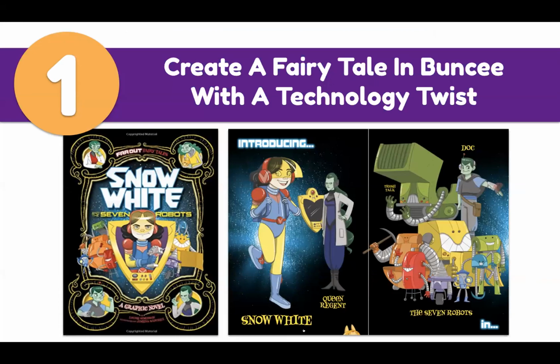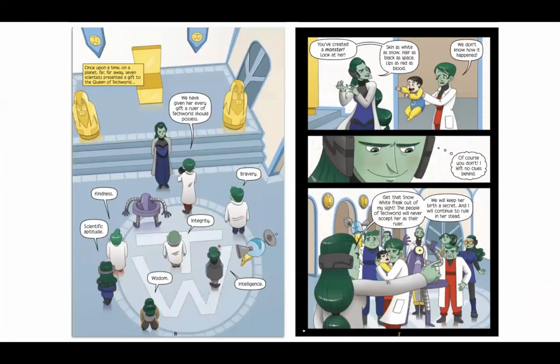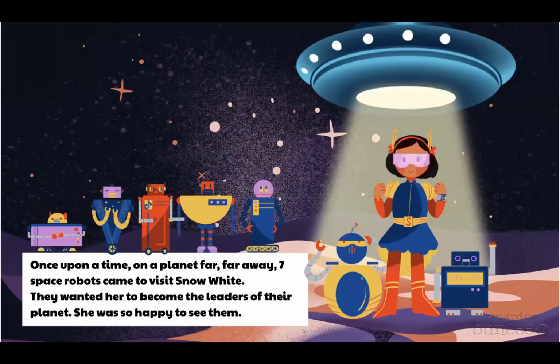And one of my favorite series from Capstone are the Far Out Fairy Tales. And this one, Snow White and the 7 Robots, is perfect to tie in to Hour of Code and coding. And so it is a graphic novel format. And so within Buncee, it would be so fun to have kids be able to make their own little story or graphic novel.